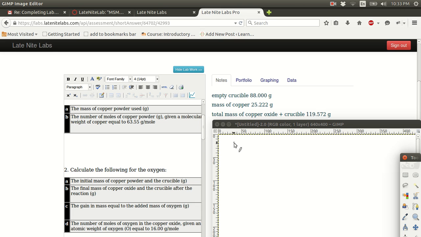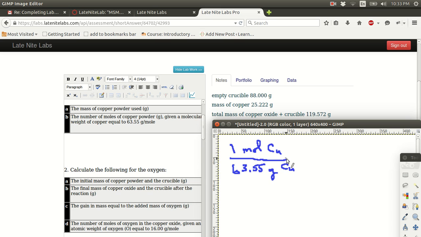When they ask for number of moles, I start with number of moles, 1 mole. There are this many grams in 1 mole of copper. So 1 mole, 63.55 grams. This is copper, and this is copper. Now, I want to get an answer in moles, not an answer in moles per gram. So I need to put something here that is in grams. Why? That's so that I will be able to cancel out the g.